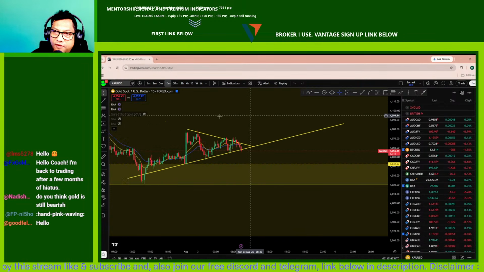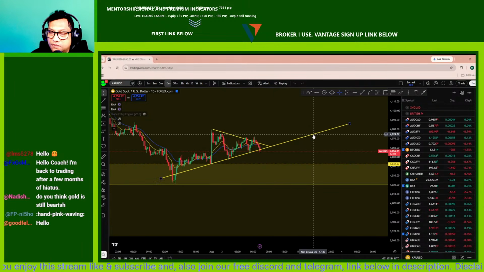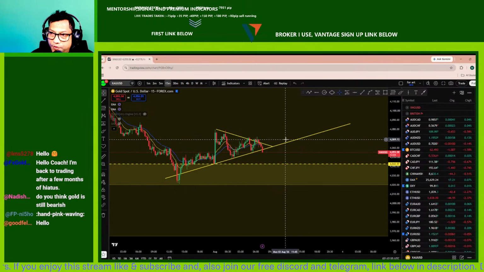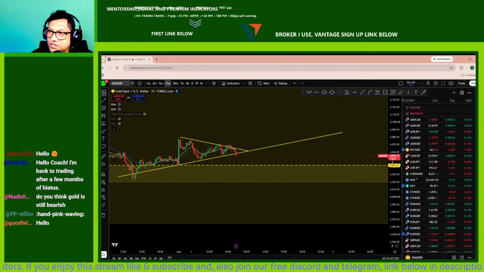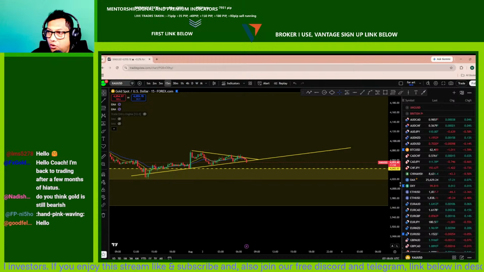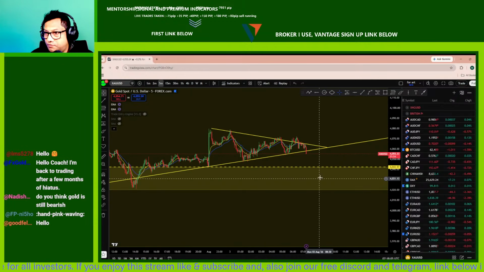And we are looking here for an entry on this market after the break of structure. You can see the market is breaking out of the trend line. And once the market breaks out of that trend line, we will be looking here for an entry back to the upside.